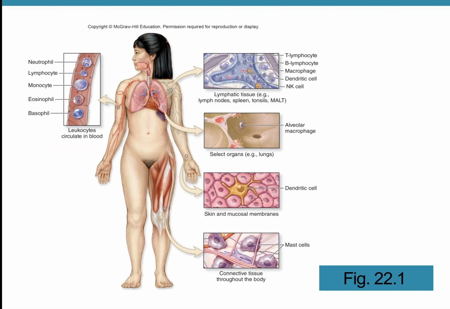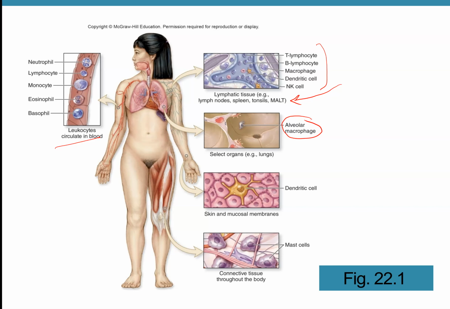This is the first diagram from chapter 22, just to kind of remind you of some things that we've seen in various chapters along the journey in A&P. We've got our leukocytes that are in our blood, so those are white blood cells, of course. We've seen in the last chapter lymphatic tissue with lots of different types of white blood cells residing in that tissue. We have not seen this yet, but we'll see it coming up in the respiratory chapter.